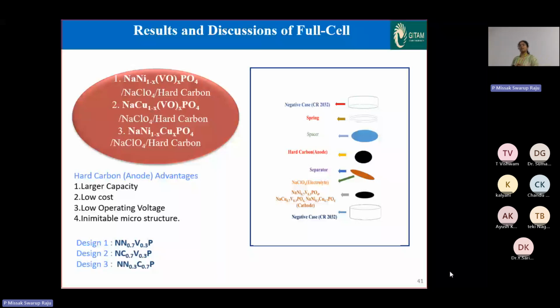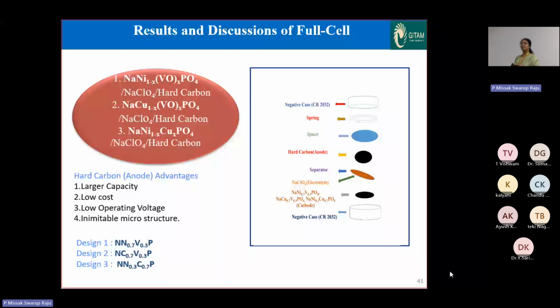So why is hard carbon selected for the anode? This hard carbon anode has some advantages: low cost, high operating voltage, and large capacity is also maintained. That's why hard carbon can be used as the anode, and these are the three cathodes, and sodium perchlorate is the electrolyte. So these are the parts inside this full cell.